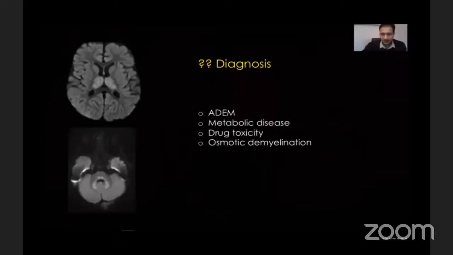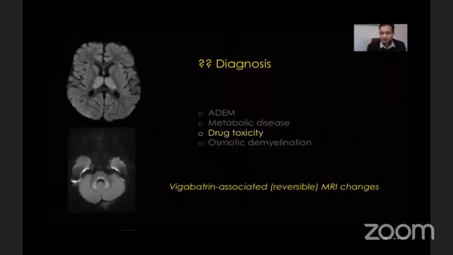So the diagnosis in this case is vigabatrin-associated reversible MRI changes. This child had a history of infantile spasms and was being treated with vigabatrin. ADEM can again have thalamic involvement, but there would also be a history of viral prodrome, and the child would be more symptomatic. Metabolic disorders can have a similar pattern, but again, the child would be more symptomatic. Osmotic demyelination would present acutely with a history of electrolyte imbalances or some underlying conditions.